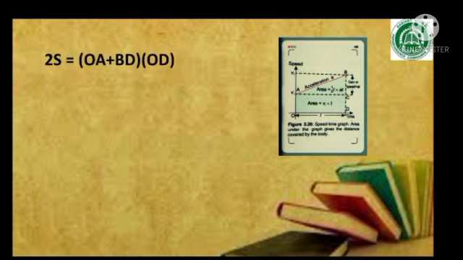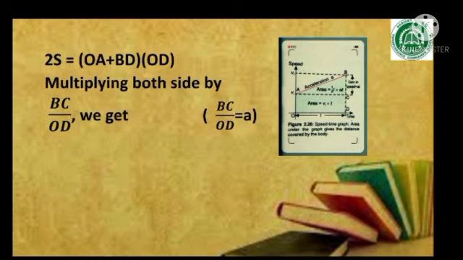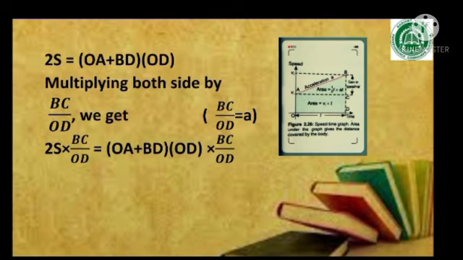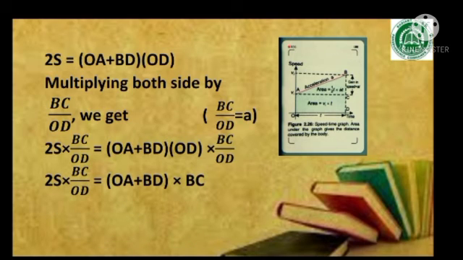Now, we will multiply both sides by BC by OD. BC by OD is the acceleration, as you know from the derivation of equation number 1. Now, when you do this step, what will happen? 2s into BC by OD is equal to (OA plus BD) into OD multiplied by BC divided by OD. Now OD will get cancelled and the new form of the equation of motion will be like this.